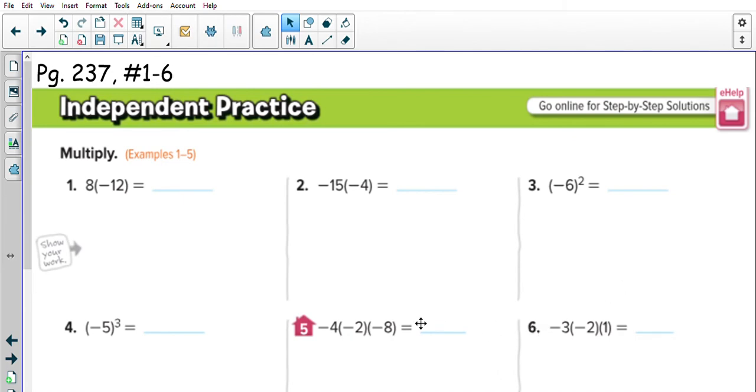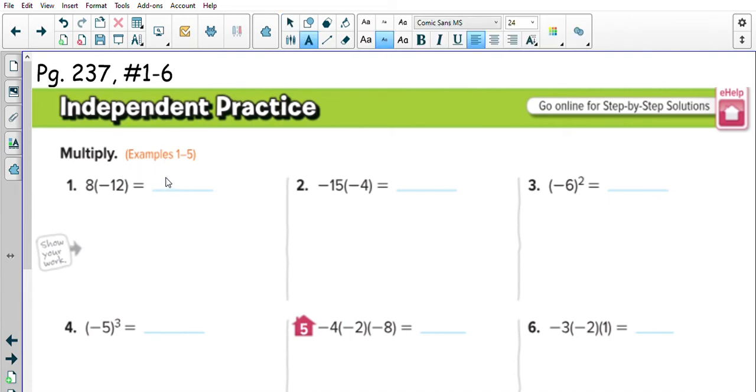All right. Hopefully these questions went pretty well. 8 times negative 12. For this problem, since the signs are different, my solution is going to be negative. 12 times 8 is 96, so my solution should be negative 96. Number 2, the signs are the same, so my answer is positive. 15 times 2 is 30, which means 15 times 4 is going to get us 60.